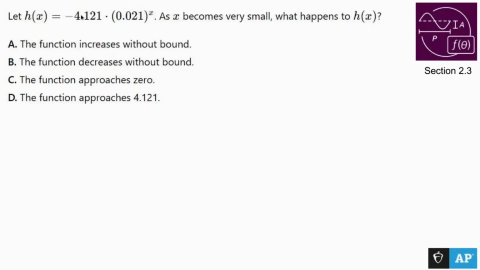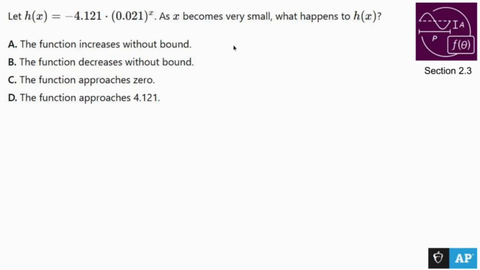Let h of x equal negative 4.121 times 0.021 to the x. As x becomes very small, what happens to h of x? Increases without bound, decreases without bound, approaches 0, or approaches 4.121.